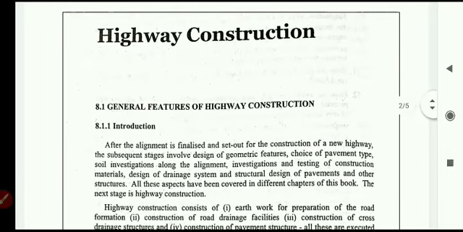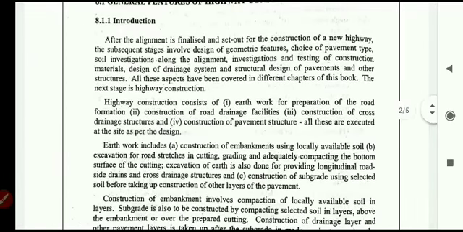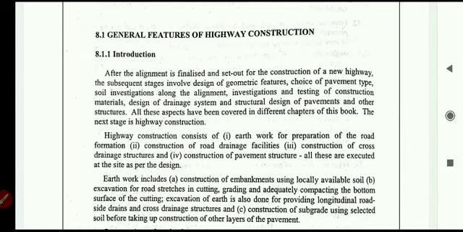The first one is general features of highway construction, introduction. Highway construction is only concerned with the construction work. After doing the survey, we fix up the alignment. After that, whatever the ground profile is, that is studied, and we start up with the construction work. That part is known as highway construction.